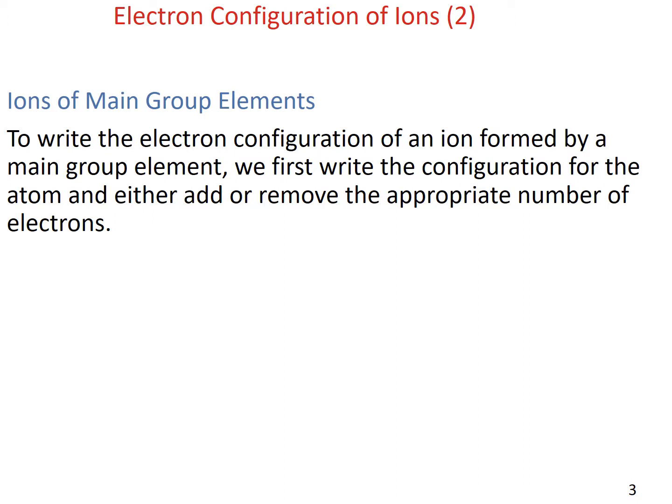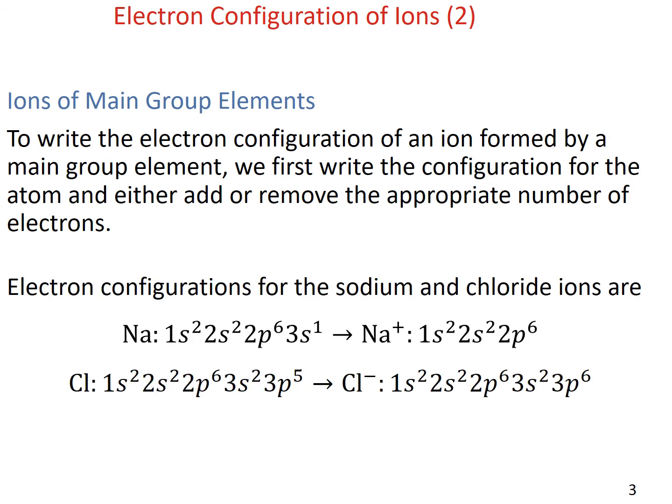So to write an electron configuration of an ion formed by a main group element, we're going to write down the configuration for the atom, and then based on the charge, you're going to add electrons or remove electrons as needed to match the charge. So if we take a look at sodium and chloride here, first we'll write sodium in its ground state, and once we form a cation, sodium plus, that is the removal of 1 electron. So the 3s1 electron is taken away when we are writing sodium plus.